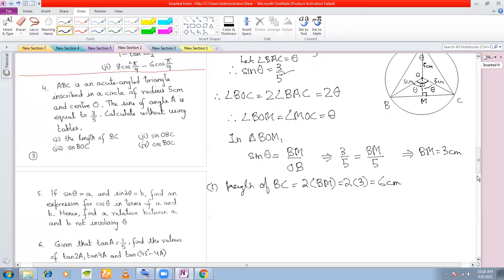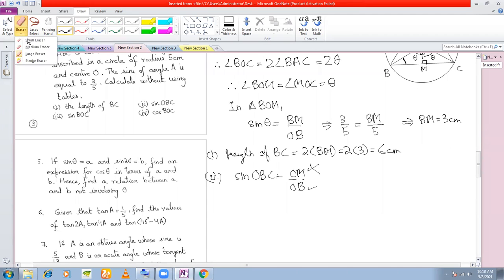Next question is sine of angle OBC. Which one is angle OBC? OBC is this angle. Okay. You need to find out the sine of this angle. In order to find out the sine of this angle, you need the length of OM, right? Sine of OBC is equal to how much? OM by OB. Do we know the length of OM? No, we don't know the length of OM, but we know the length of OB. Let's find out the length of OM.